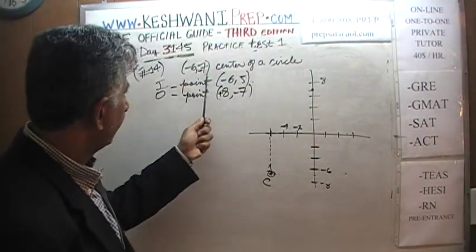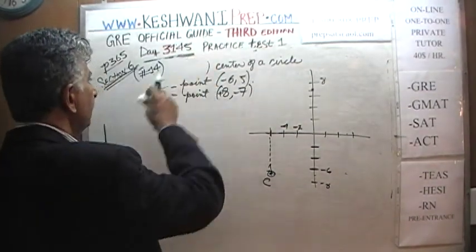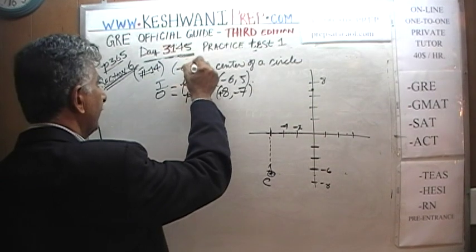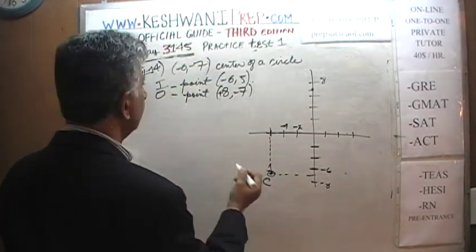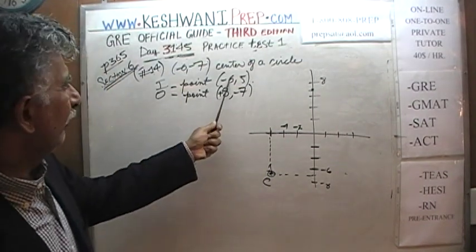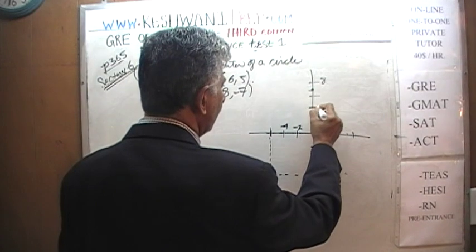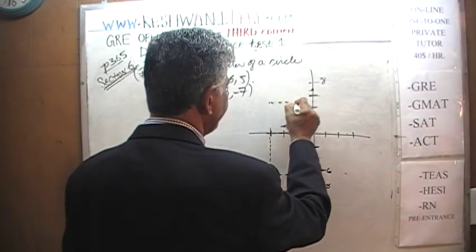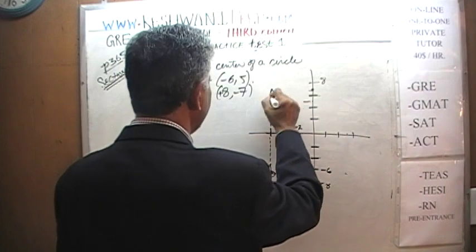So negative 6 and negative 7 is right here. I'm gonna rewrite it properly so we can read it. The center is negative 6 and negative 7. Right here is the center, that part is correct. We are told that point negative 6 and 5. Negative 6 is right here, and 2, 4, 6, the 5 is right here. There we go. We located this point, let's call it point A.